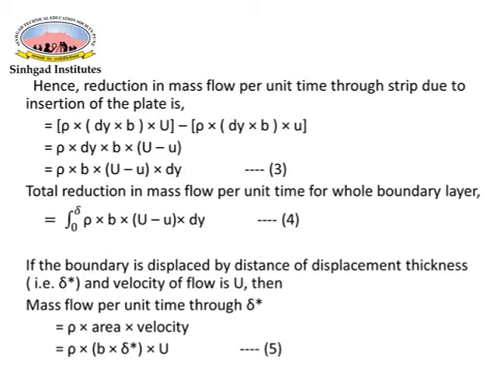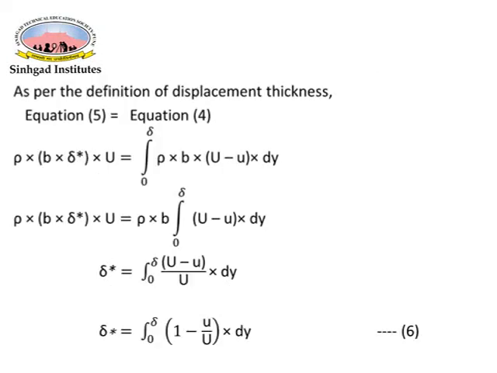If the boundary is displaced by a distance of the displacement thickness delta star and the velocity of the flow is capital U, then the mass flow per unit time through delta star equals rho into area into velocity, equal to rho b delta star U. As per the definition of displacement thickness, equation number 5 is equal to equation number 4.